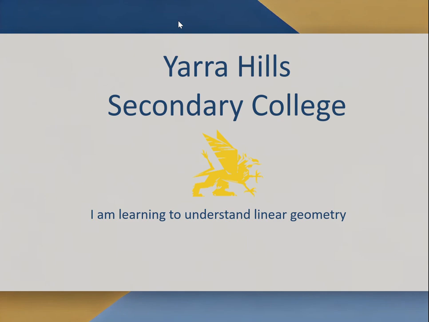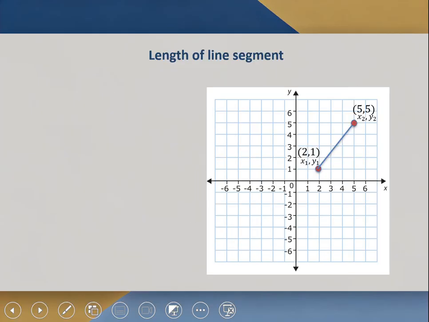So we are going to be learning to understand linear geometry today. This is just revising everything you have already learned in Unit 1. To start off, we're going to be looking at the length of the line segment.